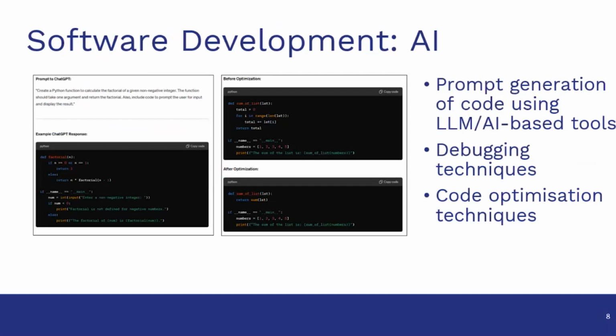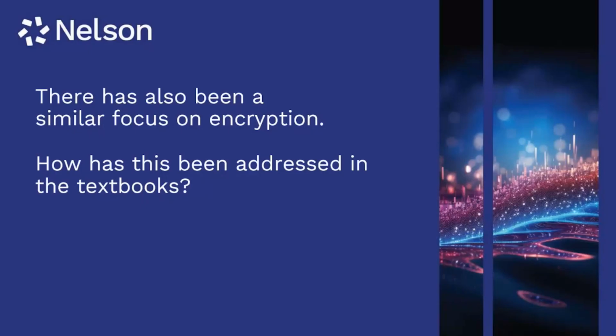And the textbook does touch briefly upon how we can explore the tools used with AI generative models in ways that are ethical. Code optimization techniques in particular are useful to explore, and they are explored in the textbook. That really shows students how to appropriately use these models in a way that can increase the efficiency and the effectiveness of their solutions. There's also been a similar focus on encryption.